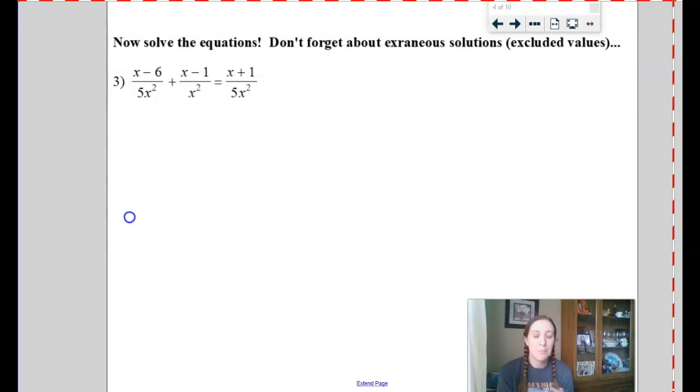It says, oh, this is a misspelling. Don't forget about extraneous. I think it was supposed to say solutions, which are excluded values. So what we're going to start off with is just that, excluded value.